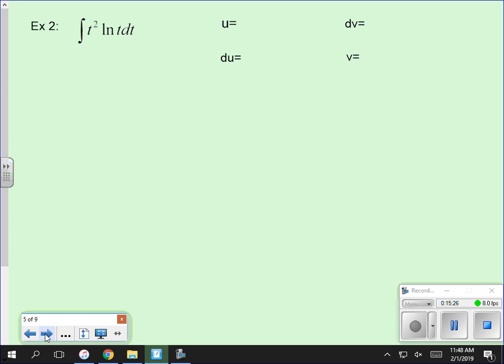Okay. Example number 2. Go ahead. Pick your U, pick your dV, come up with du, come up with v. Remember, LIPET.